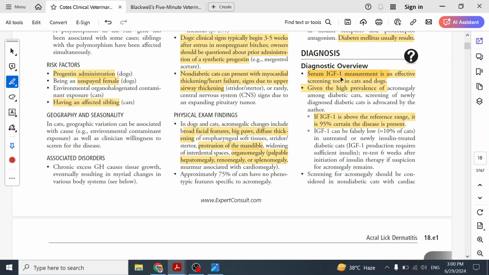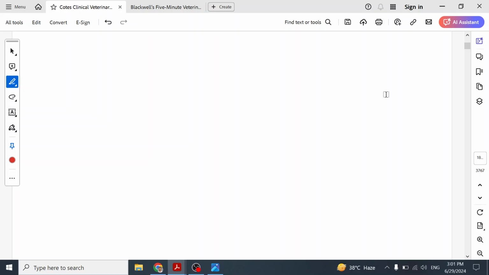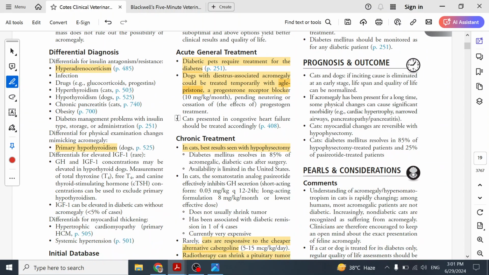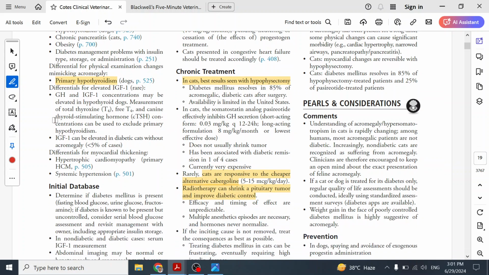Diagnostic serum IGF measurement is an effective screening tool in cats and dogs. If you identify an increased level of IGF, then you can say this is acromegaly, and it is found in older cats. Given the high prevalence of acromegaly, if IGF is above the reference, it is 90% certain the disease is present. Differential diagnosis: you differentiate from hyperadrenocorticism, drugs, diabetes mellitus, obesity, and other things.